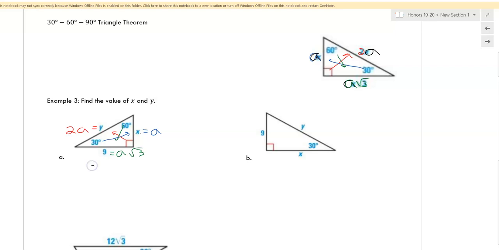So I know that 9 equals A root 3. That's the one number I know, and the first thing I want to do is solve for A. So I'm going to divide by root 3. So A equals 9 over root 3.